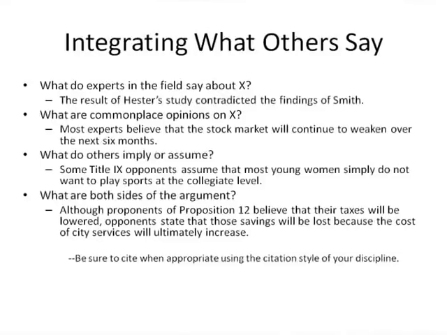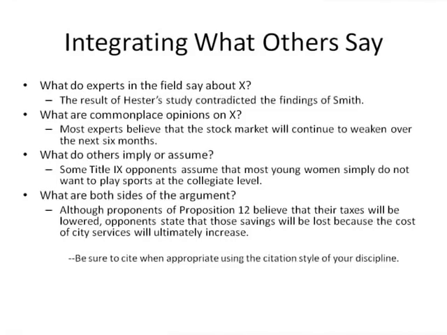What do scholars imply or assume? Some Title IX opponents assume that most young women simply do not want to play sports at the collegiate level. This is from a lit review that I did for a journal article. And then what I said was, they assume it, but it's not true because of the methods they use to research. Okay? What are both sides of the argument? Well, this scholar says this, and this scholar says this. That's where you start, you guys. That's where you start your literature review. Don't think of anything else but that at this particular point. What do they say? Okay?